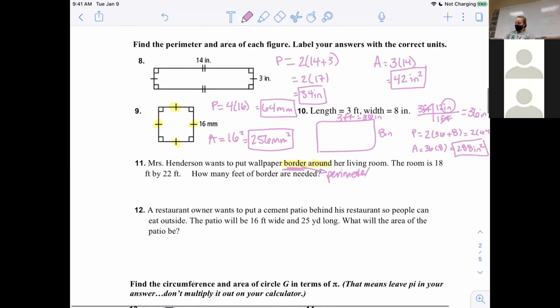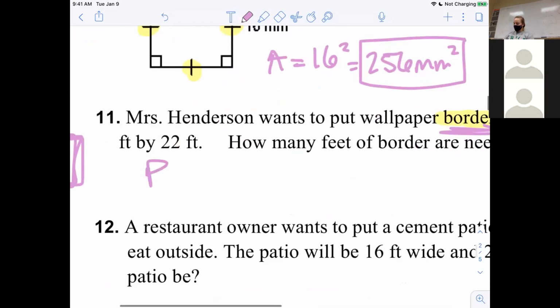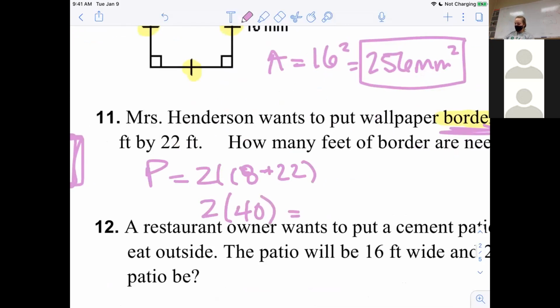Okay. The room is 18 by 22, so I'm going to do perimeter around the outside, and I'm just going to do 2 times 18 plus 22. The reason we spent so much time talking about what it was as opposed to just solving it is because I want you to be able to use those words and use that thought process when you face a problem like this in the future. I'm going to do 2 times 40, and then 2 times 40 is 80, which is 80 feet is how much perimeter we'll need.